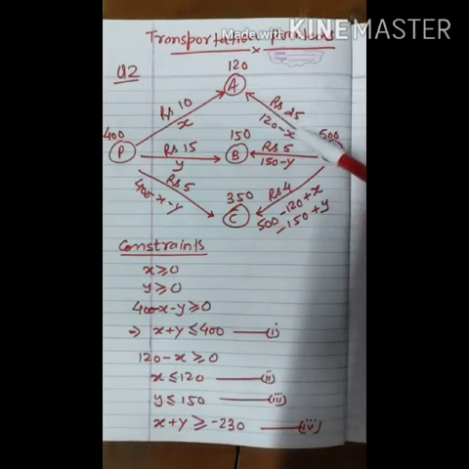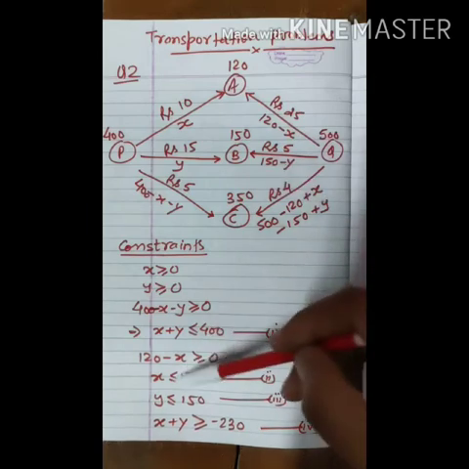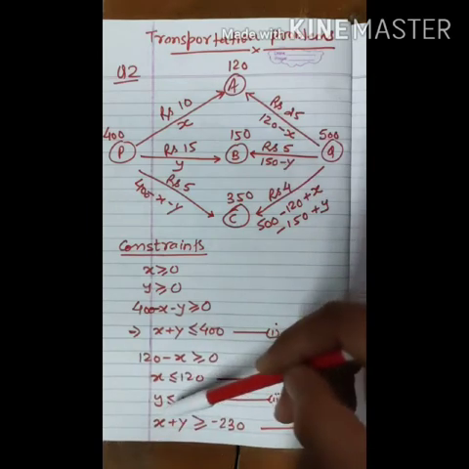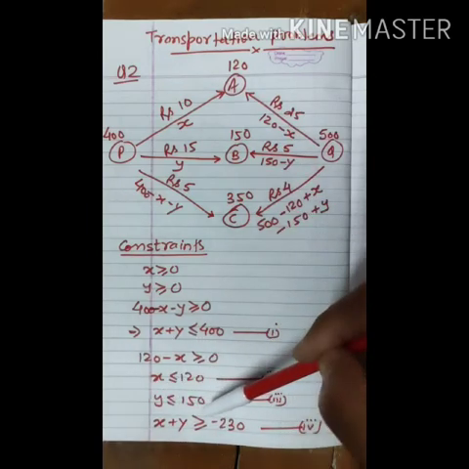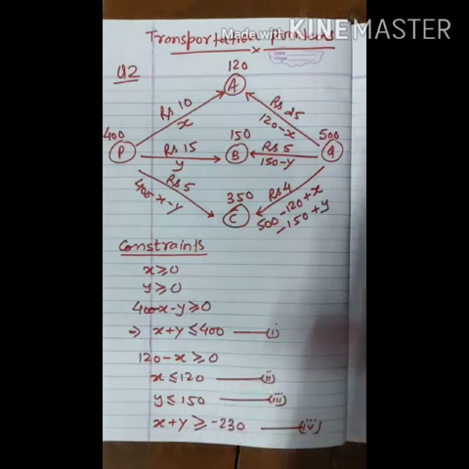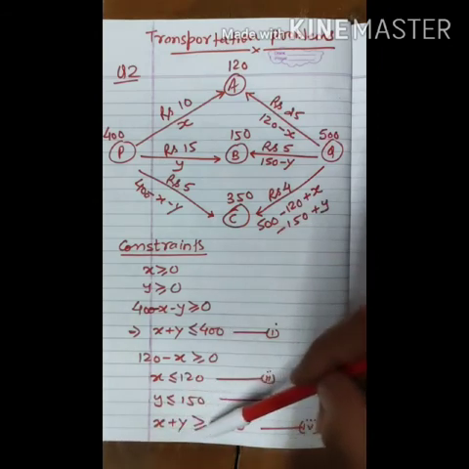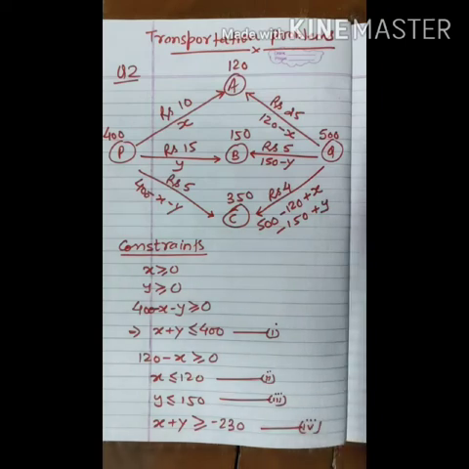Similarly, 120 minus X greater than or equal to 0, this will be X less than or equal to 120, and next Y less than or equal to 150, and from here we will get X plus Y greater than or equal to minus 230.